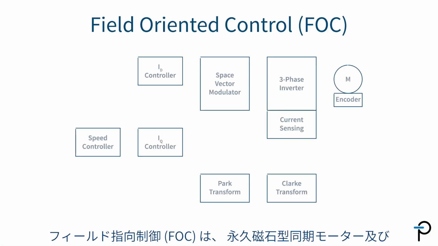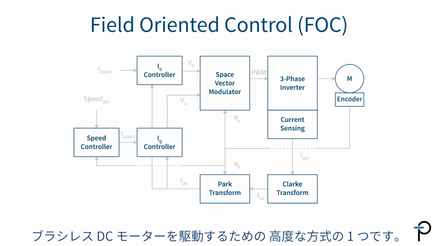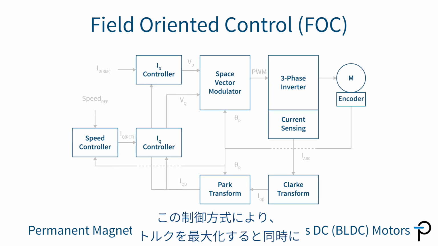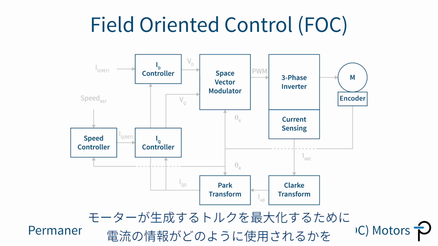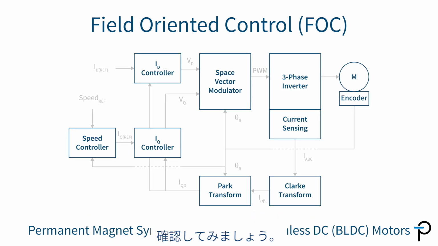Field Oriented Control, or FOC, is one of the most advanced methods to drive permanent magnet synchronous and brushless DC motors. This control method provides us with the means to maximize the torque while minimizing its ripple. Let's review how the current information is used to maximize the torque produced by the motor.